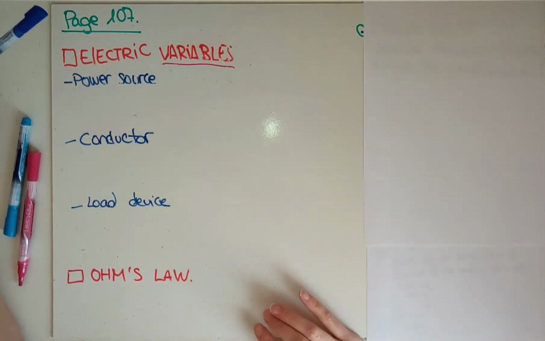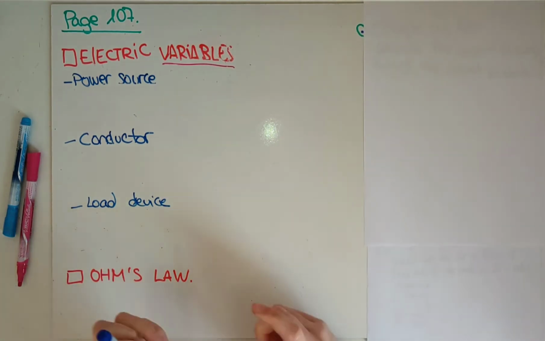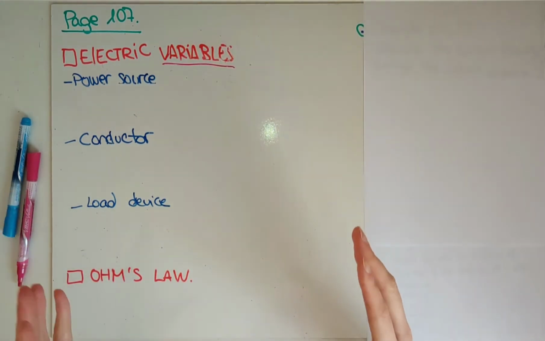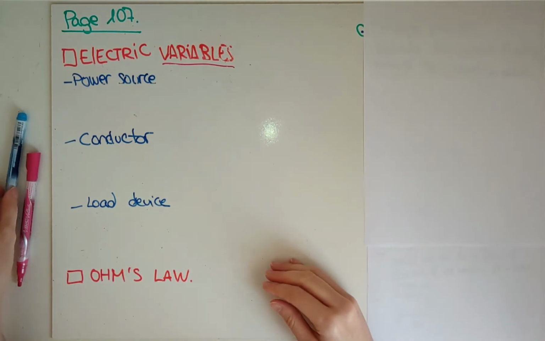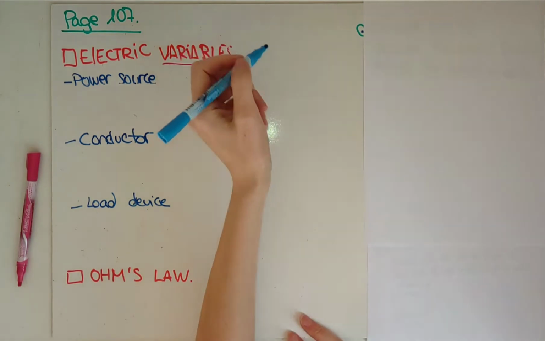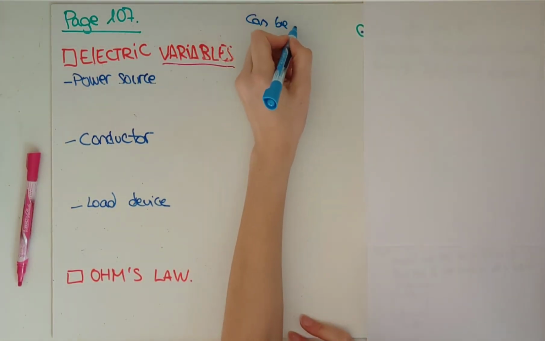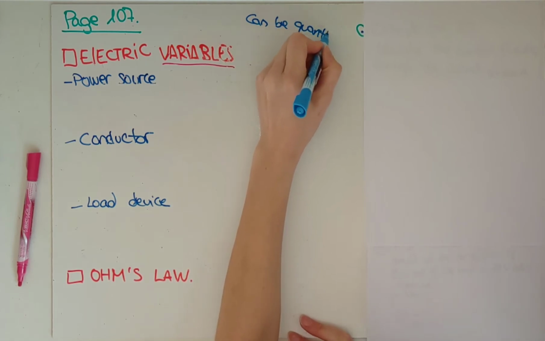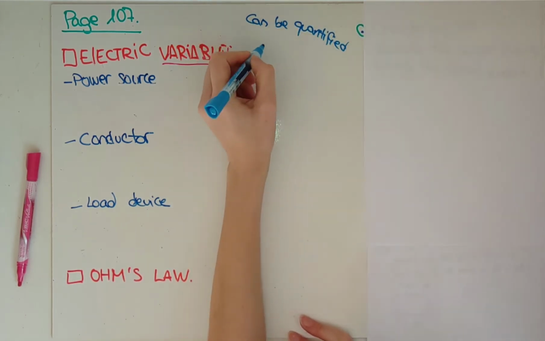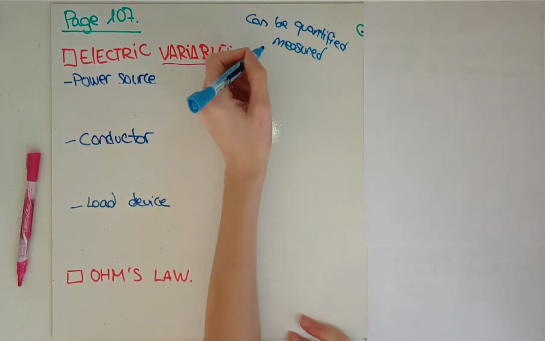This lesson refers to page 107 of the book. Electric variables. First of all, let's define what a variable is. A variable is something that can be quantified, measured, or counted.